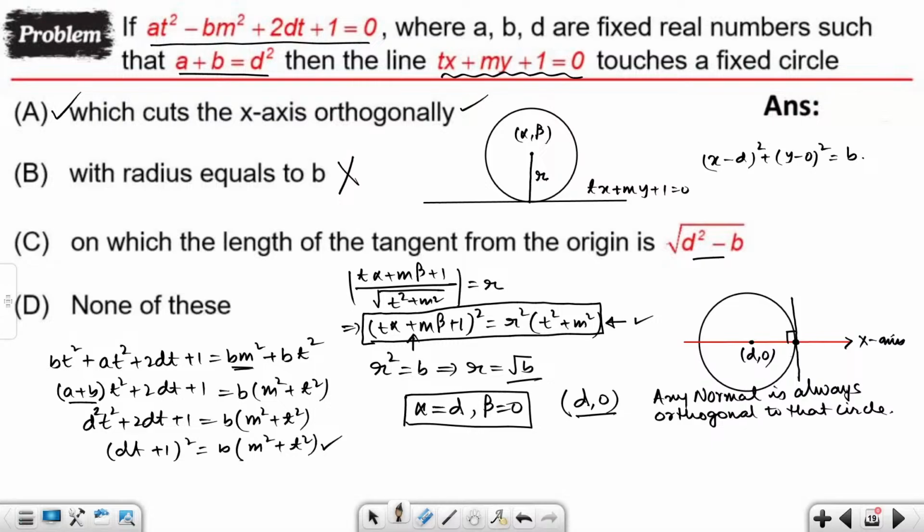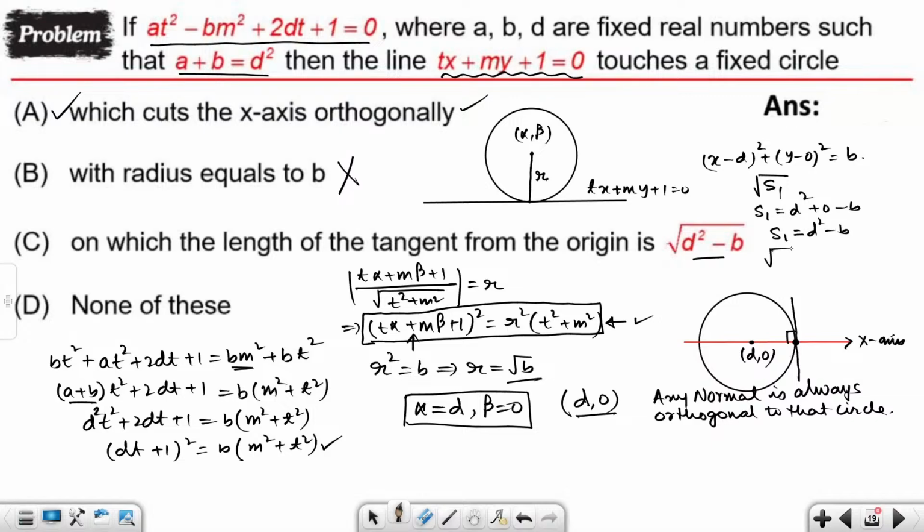Now, they have asked us to find the length of the tangent from the origin. How to find the length of the tangent? We will simply find its power of the point and take its root. So, what is the power of the point (0, 0), that is the origin, with respect to this given circle? Your S1 will give us 0 minus d whole square, that is d square, and this is 0 minus b. So your S1 is coming to d square minus b.